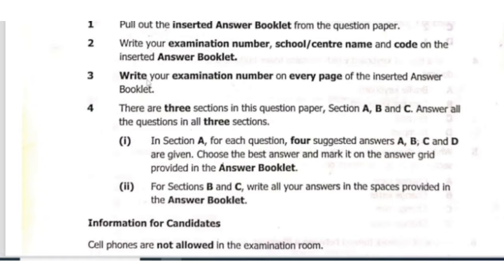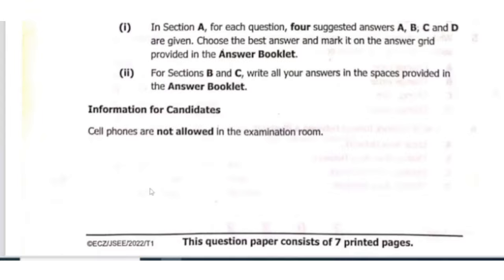Okay, so on the answer grid, you check that if you're answering question 1, you write your answer on the answer grid for question 1. Okay, number 2, 4.2 easy. For sections B and C, write all your answers in the space provided in the answer booklet.